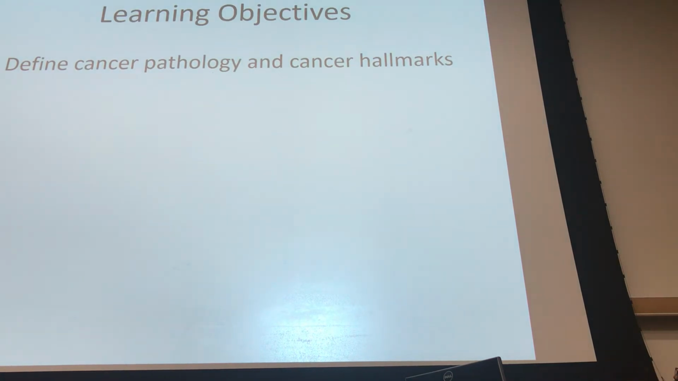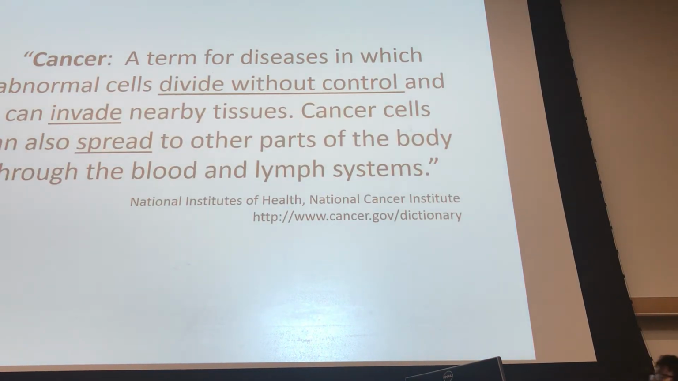Okay. So cancer is a disease in which cells divide without control. They're dividing without any control, and this is very important, they're invading and spreading to nearby tissues. That's what defines cancer: cells that divide without any control, and they invade and spread to other tissues.